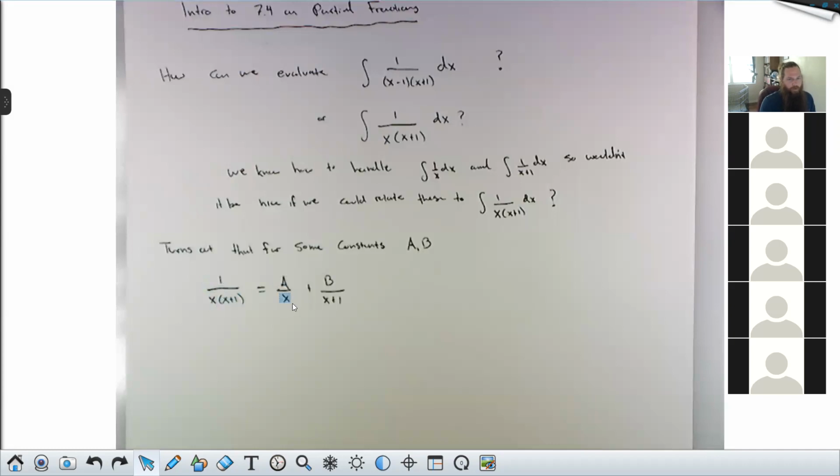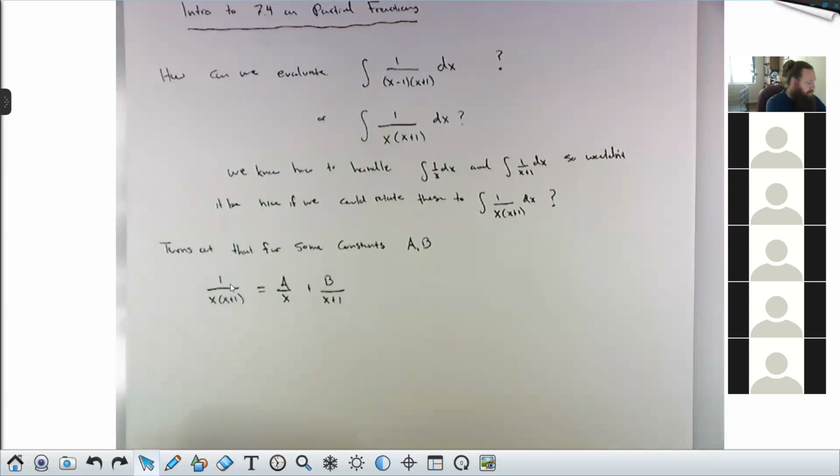Well, if I take something over x and I add that to something over x plus 1, then when you go to combine those two fractions, you would have to have a common denominator, right? And that common denominator would be x times x plus 1. So it stands to reason that maybe I could take something like this and undo that common denominator process. Say, okay, what two fractions could I have added up to get this? And the numerator doesn't have to be 1, the numerator could be anything.